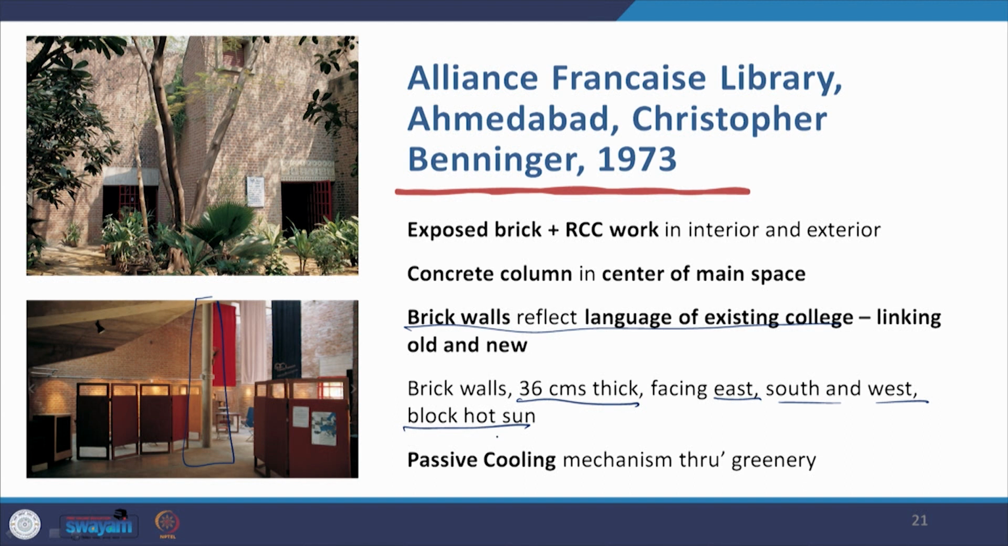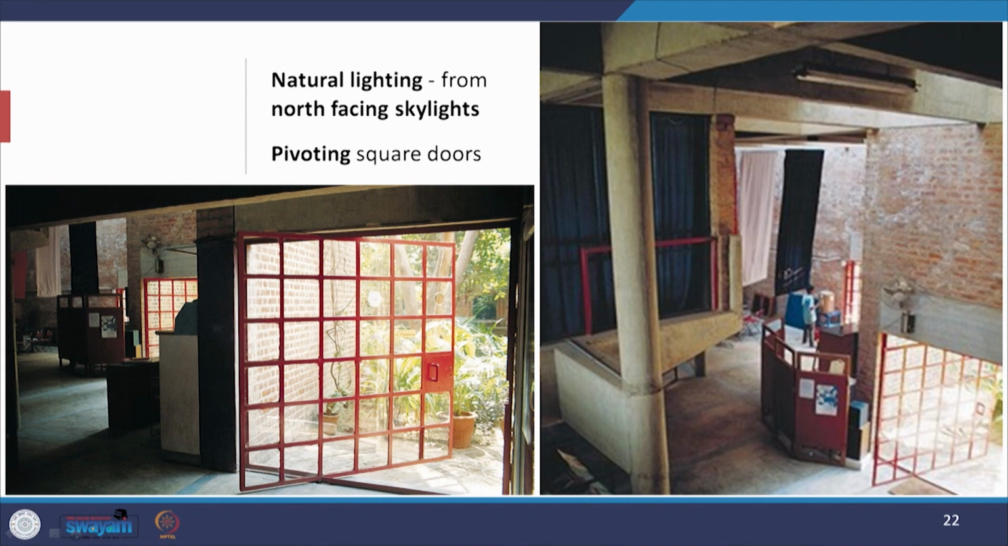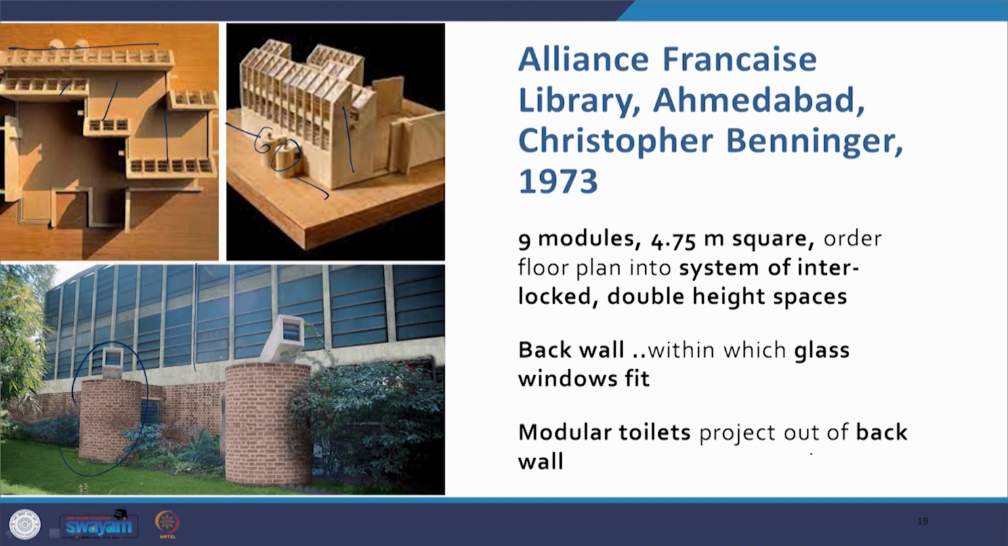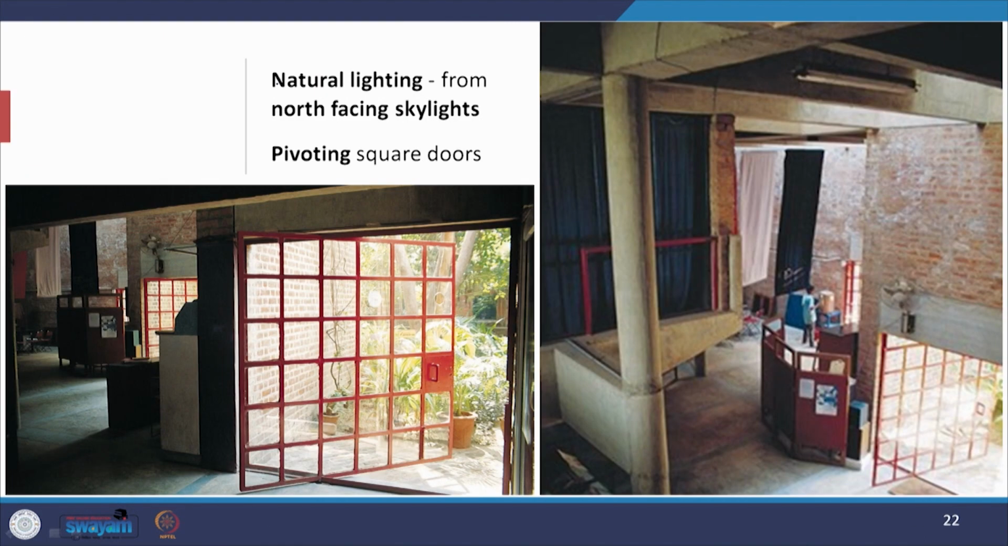Now this has brick walls which are 36 centimeters thick, facing on the east, south and west to block the hot sun, and the passive cooling is also aided through greenery. So the entire building has been designed to give a favorable climatic response. There is natural lighting that is coming from north facing skylights. I will take you back again to show you this. These are the north facing skylights from where the light is filtering into the building, and the main door is a pivoting square door, and it is completely glazed. That also brings in light, and as you can see, glare does not come in because of the projection over the main door.